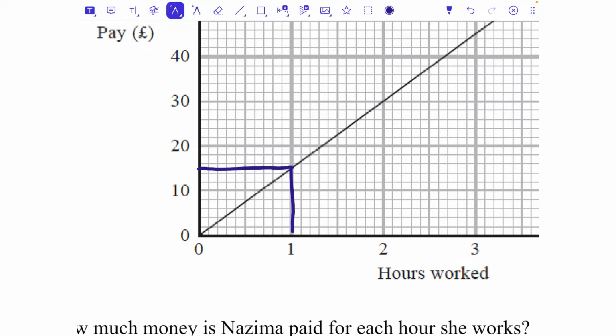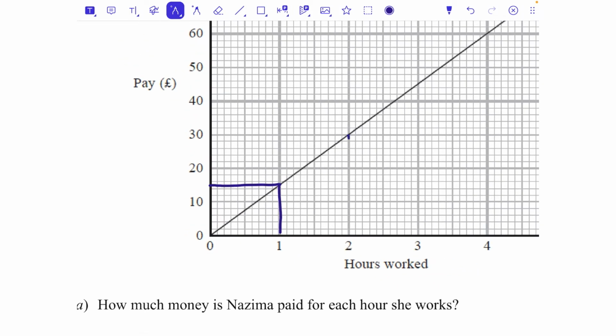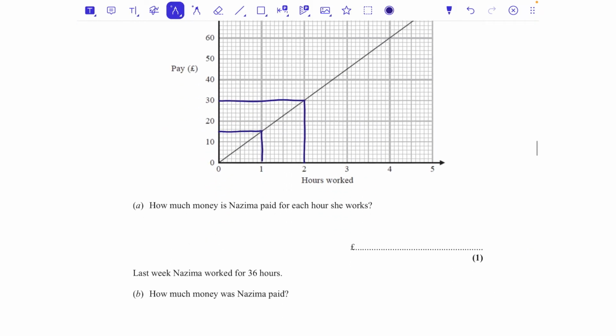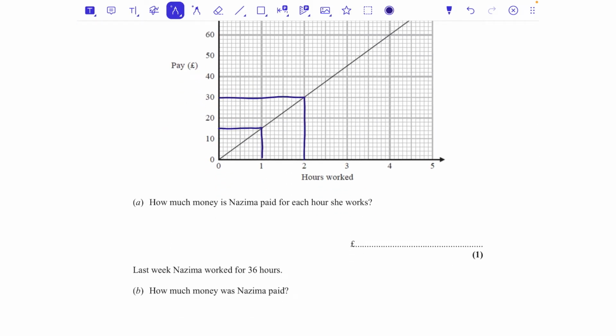But if we weren't sure, what we can always do is see from here that after 2 hours, it is 30. So that makes me happier that every hour is £15. 1 hour is 15, 2 hours is 30. Graphs are always a little bit easier to read. The higher up you go, you're less error. So there we go. How much money is she paid for each hour she works? Well, every hour she gets another £15. So that is £15 per hour.